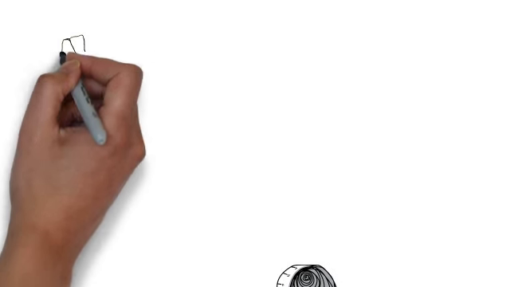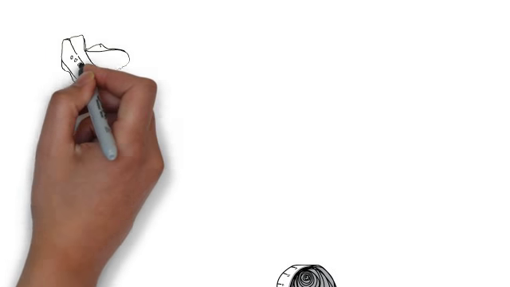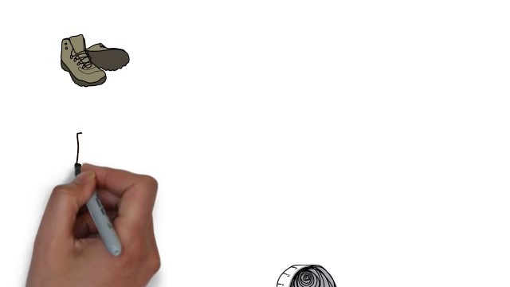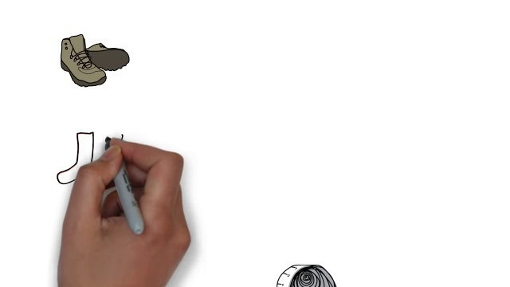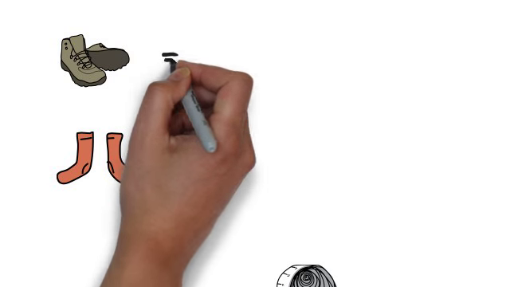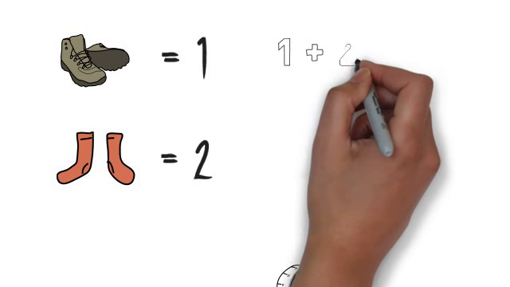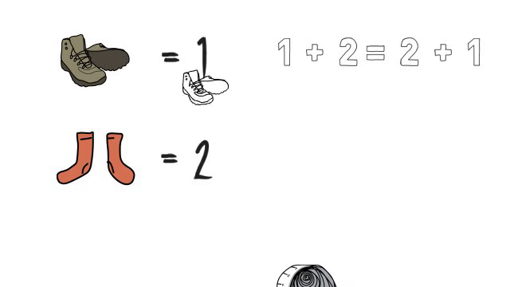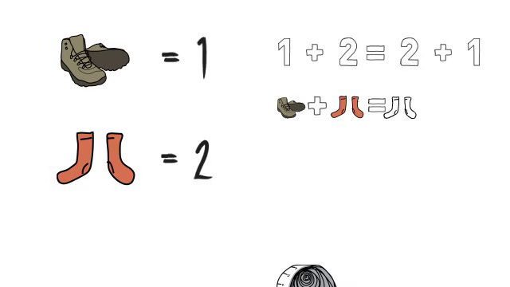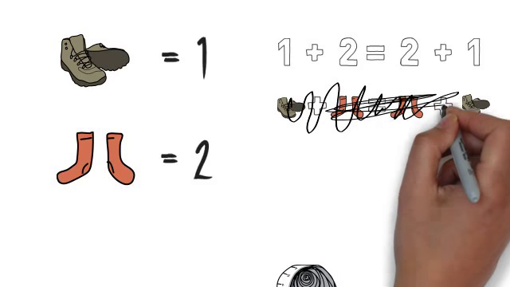Now, things that don't follow the rules don't have numbers for them. For example, I can't call putting on my shoes one number and putting on my socks another, because putting on my shoes then my socks is different from putting on my socks then my shoes. They don't behave the right way.